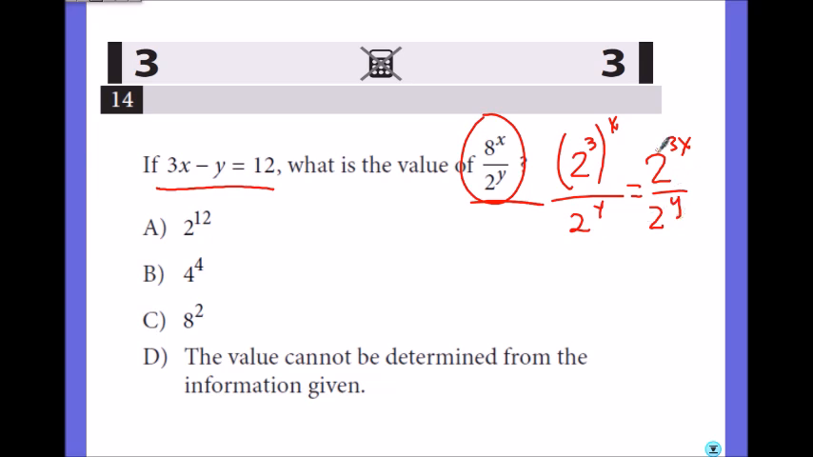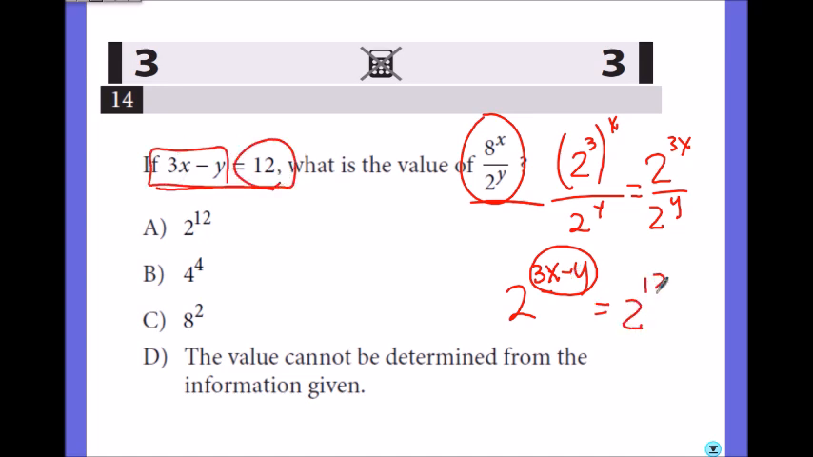And if you have the same base, and you have an exponent in the denominator, you subtract that exponent, right? So what do you notice? What's 3x minus y? That's exactly what they gave us. So that is 2 to the 12th, which is 8, right? They gave you what 3x minus y is, and that was 12.